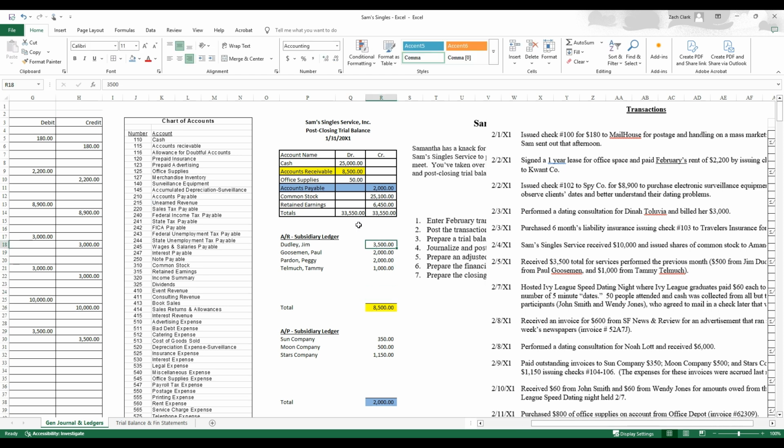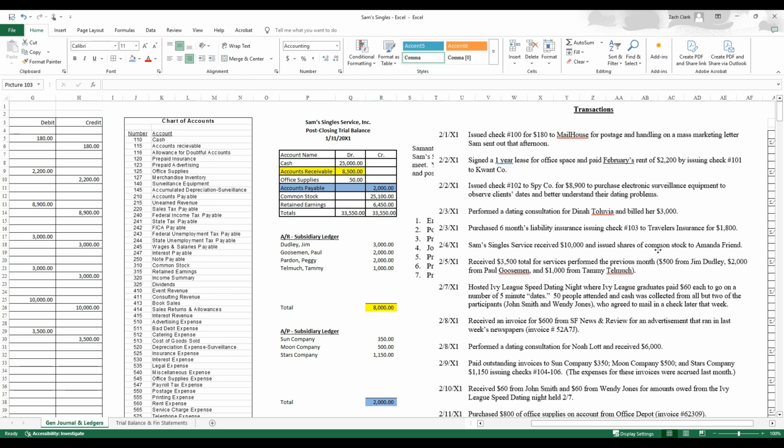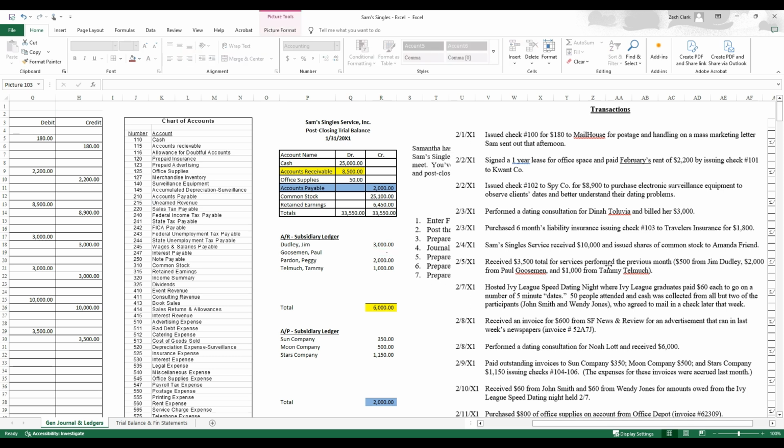Really, what it'll be is the amount owed to us by Dudley minus the amount he paid us, so 500. So Dudley still owes us more money, but he paid us 500, so we'll subtract 500 out of there. Gooseman paid us 2,000, so that's totally paid off. So we'll zero that receivable out. And then Tammy Telmuch paid us the 1,000.